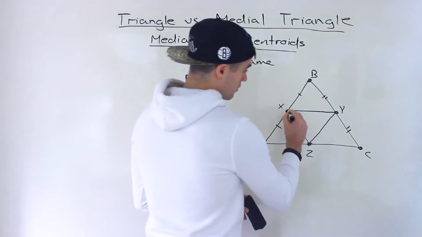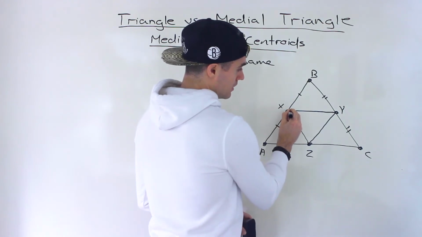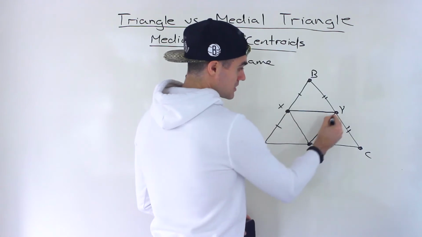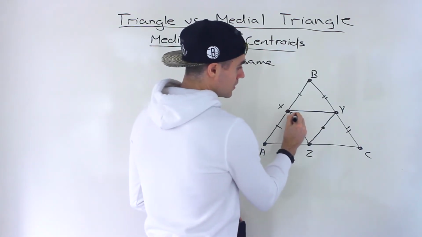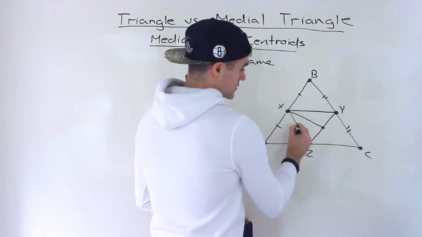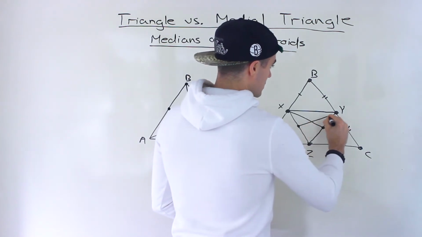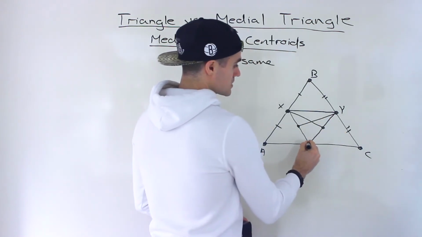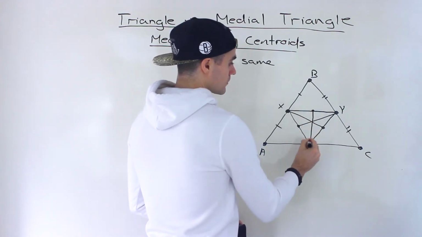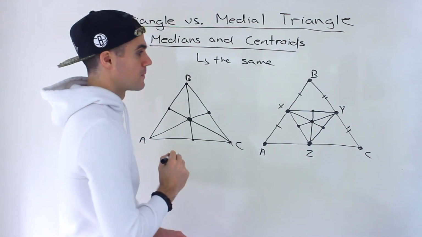So if we draw the median from vertex X over here, it's going to be to the midpoint of the opposite side, right? We're focusing on this small triangle here, so we'd have this median like that. And then over here from vertex Y, it's going to go to the midpoint of this side. So if we draw that median, it's going to be like that. And then from this vertex Z, it's going to go to this midpoint, so it's going to look something like that. And then the centroid of that medial triangle is going to be there.